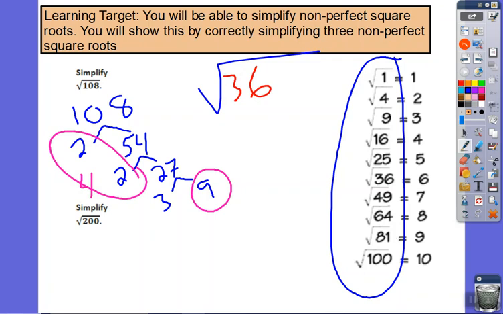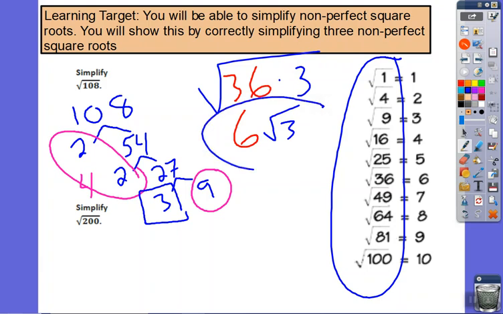And then what was the thing that was left? The only thing I didn't use was that 3. So what makes 36 is 6 times 6, and then the 3 is going to stay forever alone inside the root. And that is our simplified answer, 6 square root of 3.